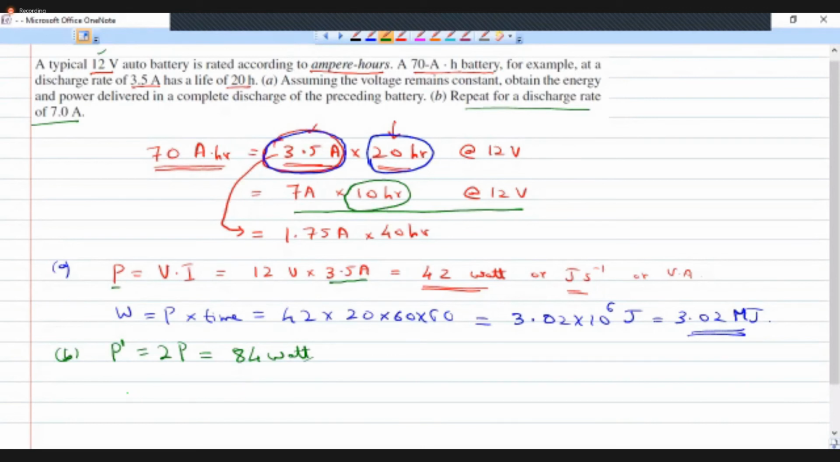What about energy? It is nothing but P dash into the new time. So P dash is now doubled. What about the time? Time has become half. It has become 10 hours instead of 20 hours. So again, you will get the energy as the same, that is 3.02 megajoules. So the energy is not going to change here, right? Because the battery has a capacity of only 70 ampere hour. So we can draw only that much theoretically.